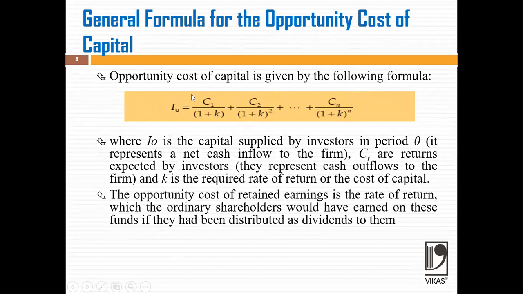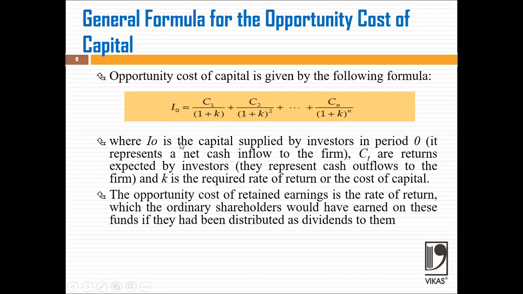I is the capital supplied by the investment. C is the cash flow, right? And 1 plus K, cash flow to 1 plus K. So this is the general formula, where I, if it is a bond, will become B. If it is equity shares, it will be considered as E, right?